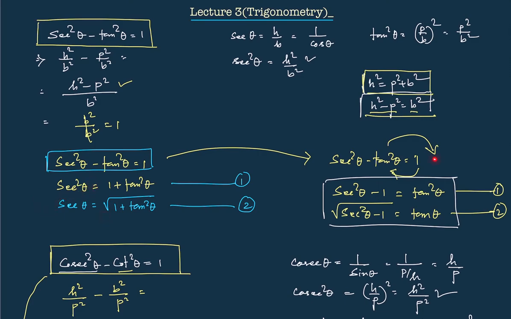Next, from sec square theta minus tan square theta is equal to 1, if I keep sec square theta on one side and bring this 1 to the other side, then sec square theta minus 1 is equal to tan square theta. Taking the square root on both sides, tan theta is equal to square root of sec square theta minus 1. This is one another formula.